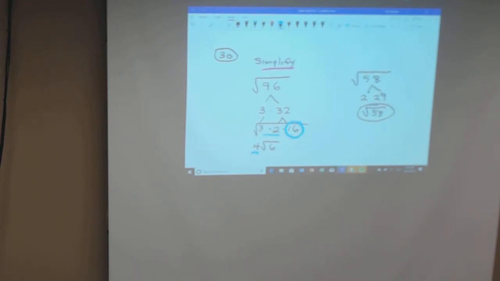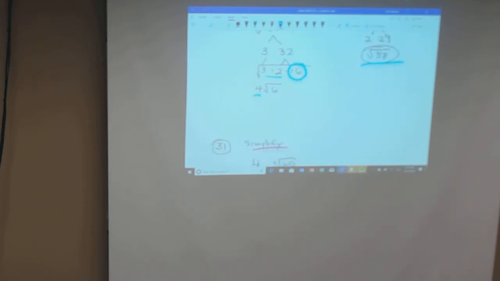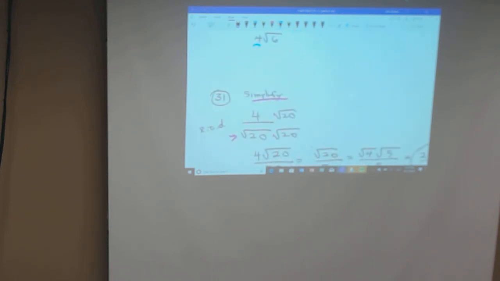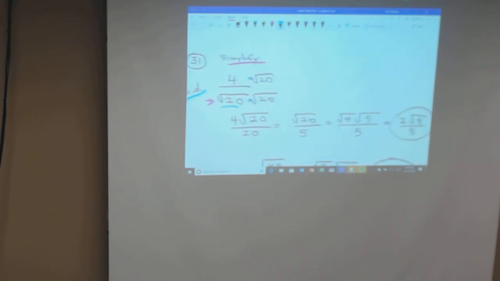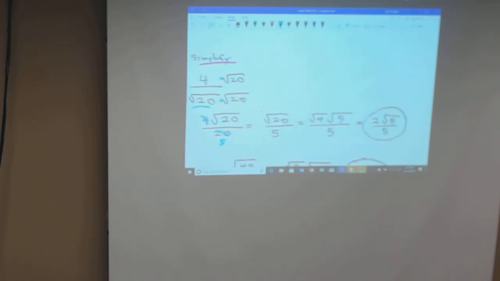There's no perfect squares to pull out, so the answer is 58. So you can't simplify. 31. Oh, rationalize the denominator. When they say simplify and you've got an irrational number in your denominator, you take the top and the bottom times that, and you end up with 4 radical 20 over 20, and 4 puts 5 down here, and 20 becomes the square root of 4 times the square root of 5. This becomes 2, so the answer is 2 times the square root of 5 over 5.